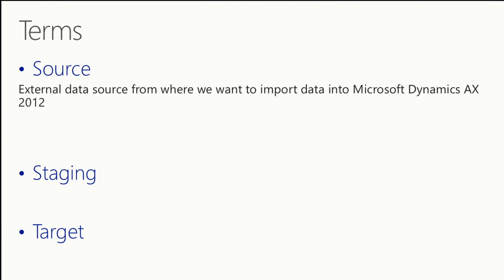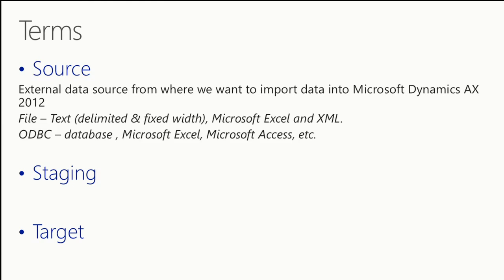Now, quick terms for the folks who are new, which I'll be using throughout the demo: source, staging, and target. So let's talk about a simple import scenario. What is your source? Source is basically where you are getting data from. It could be a file, a delimited file, like CSV, comma separated, semicolon separated, tab separated, or it could be a fixed width file, or it can be an Excel file or an XML. So Excel and XML is new in R3 and CU7 version.